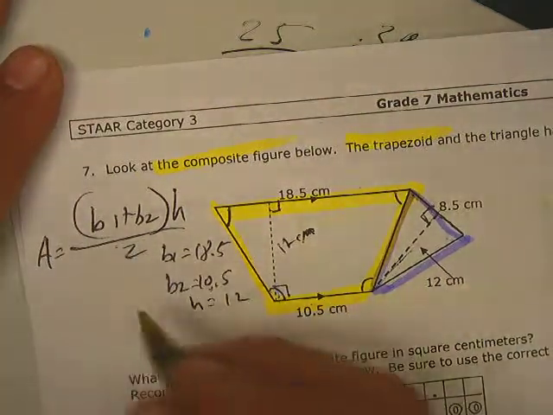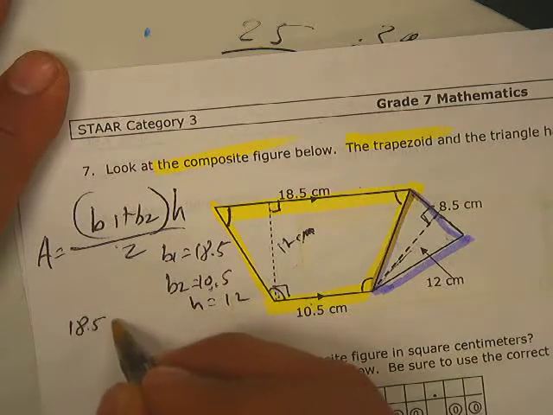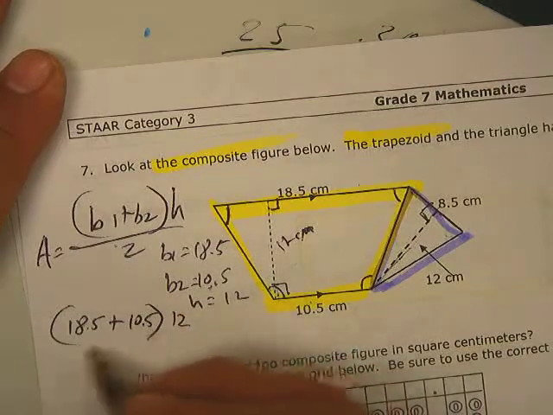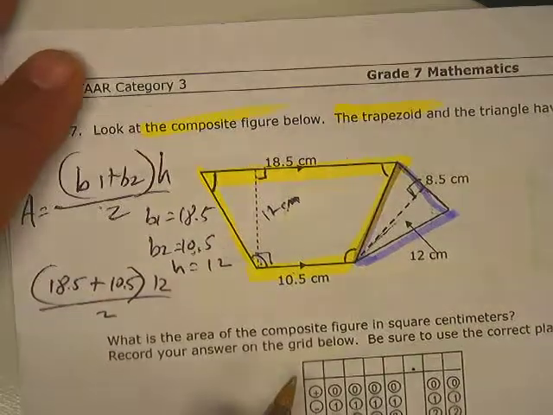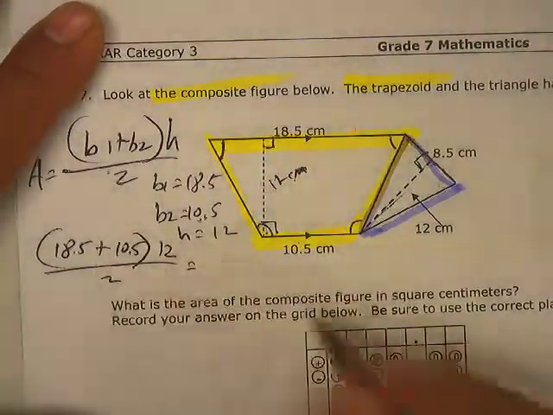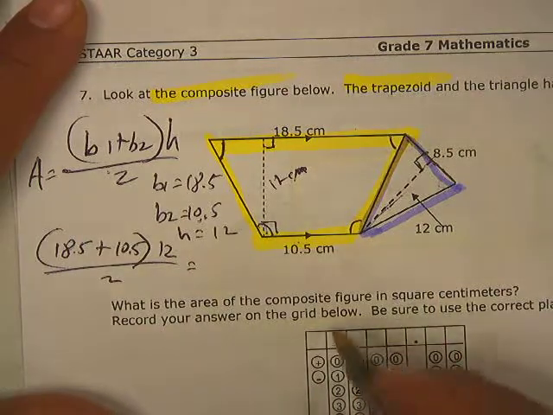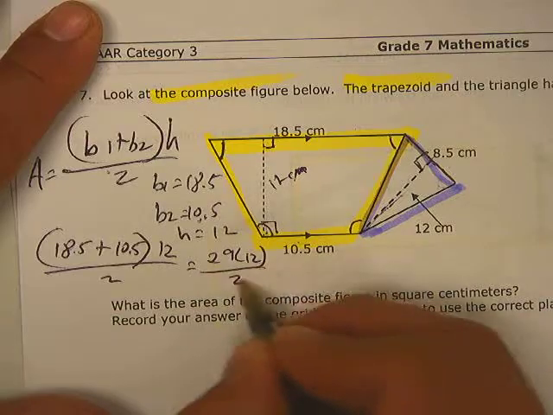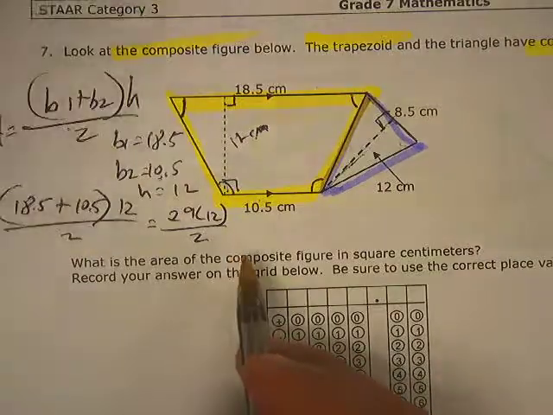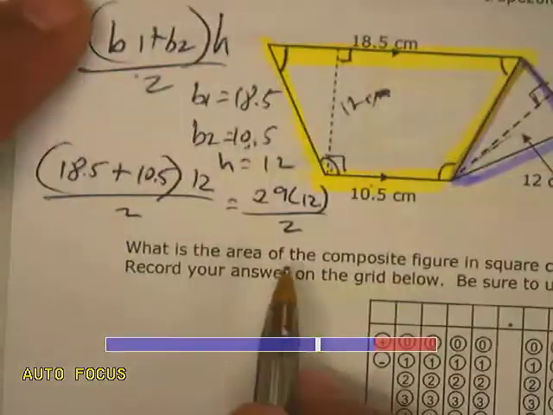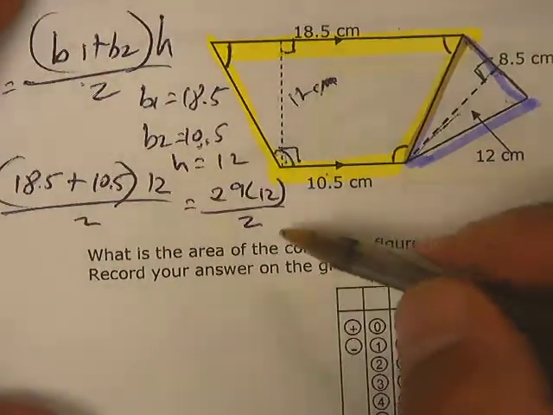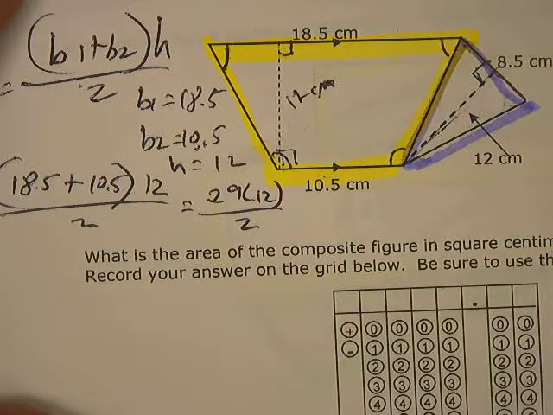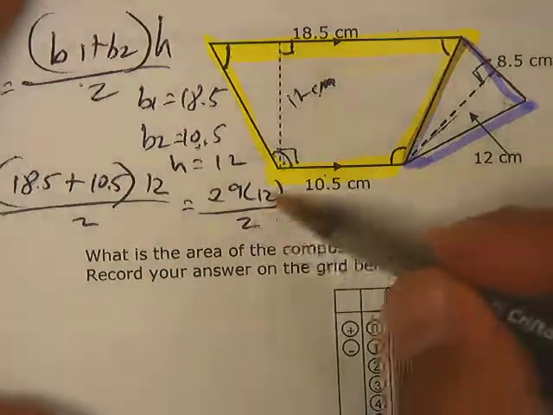And so now, what are the bases? Well, the bases are opposite each other, and they're touching, and the height touches both bases. So base 1, I can say is 18.5. Base 2, I can say is 10.5. The height touches both bases, so it's 12. And so I'm gonna substitute these numbers into my equation. Base 1 was 18.5 plus base 2, 10.5 times the height divided by 2.